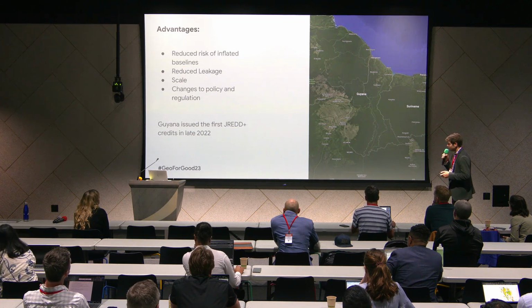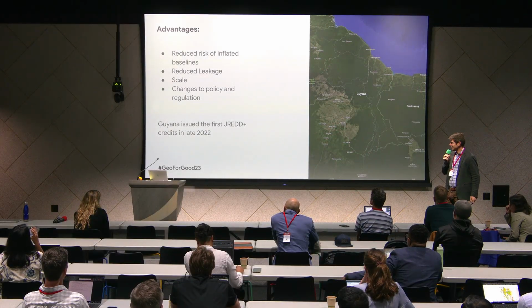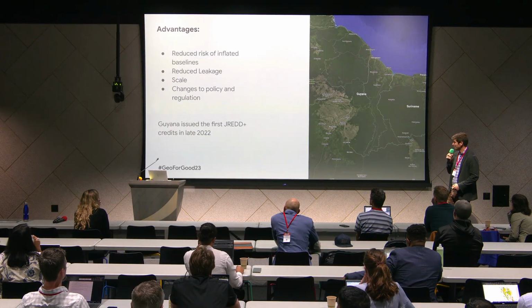So there are a number of advantages that people point out to jurisdictional REDD, including reduced risk of inflated baselines, reduced leakage, which I think is by far the best argument, scale, and changes to policy and regulation. And so this is Guyana. They issued some credits under the Art Trees protocol in late 2022.